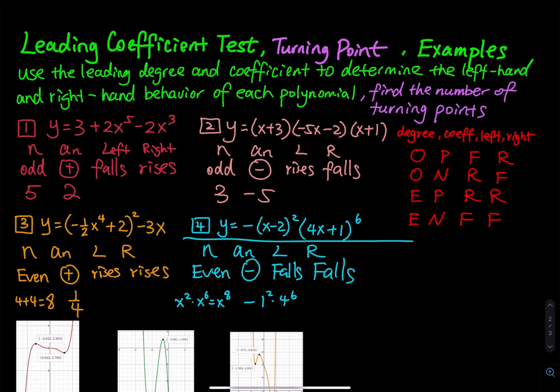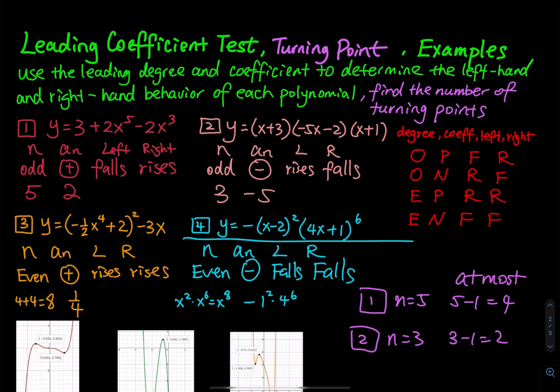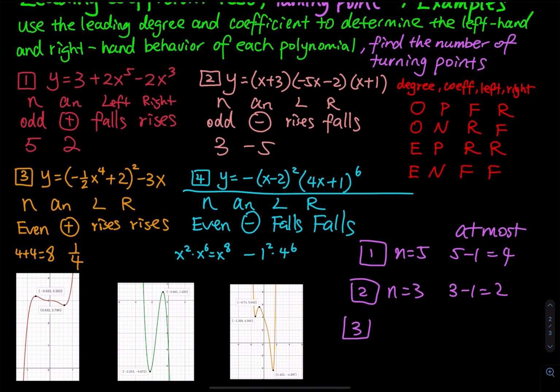Before we go, turning points. We still have turning points. Okay, the first function, number 1, what is the highest degree? The highest degree is equal to 5, so we have at most 5 minus 1, which is equal to 4, right? And then number 2, what is the highest degree? The highest degree is 3, so this is at most 3 minus 1. And then number 3, we have the highest degree is 8, right? n equals 8, which is 8 minus 1 equals 7.